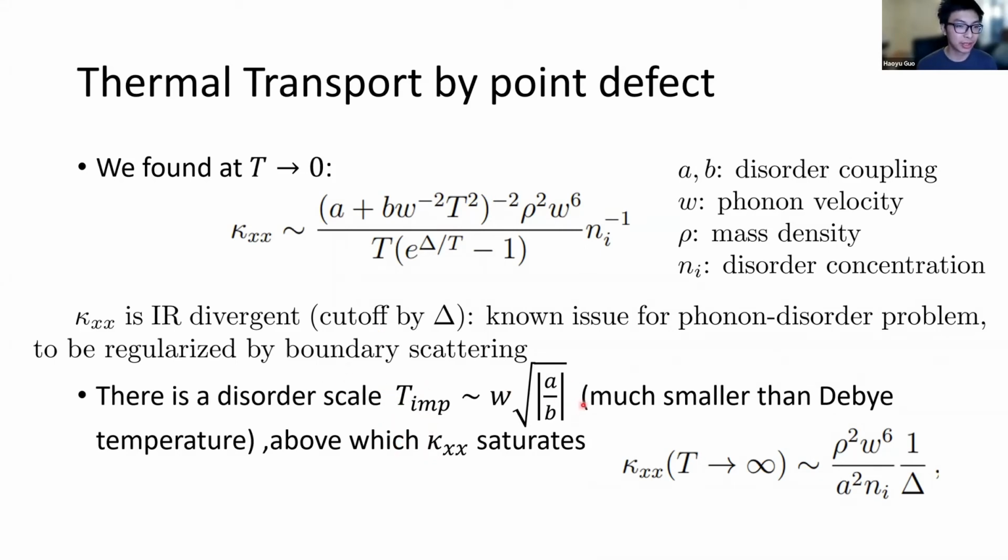In this physics, because we have two different couplings A and B, there is an emergent energy scale related to disorder. There's a crossover scale that's set by these couplings to the impurities. When the temperature is higher than this scale, this capital X will saturate to a constant. But we are assuming that the Debye frequency is very high, so the Debye temperature is infinite.